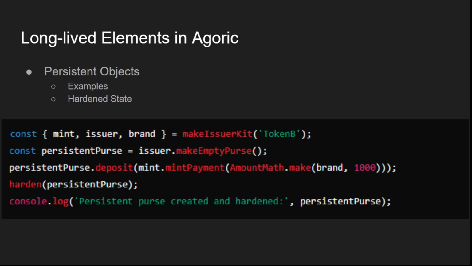Persistent objects are those that retain their state over the lifetime of the contract and across multiple interactions. These objects are foundational for building long-term complex functionalities within a contract. Some examples of common persistent objects include purses, vaults, and smart contract instances.